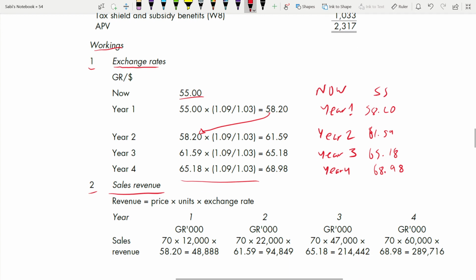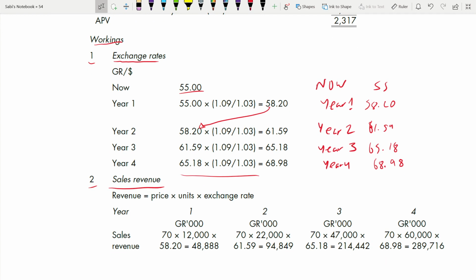Coming to the sales revenue. Write the formula for the sales revenue. Second working: revenue is equal to price into units into exchange rate. Write this. It will save a lot of your time. It will not cost you. Later when you have to check whether you went wrong somewhere, it will be very easy to check. Why? Because price has to be there, units have to be there, exchange rate has to be there. If all the three are there, your answer is correct.